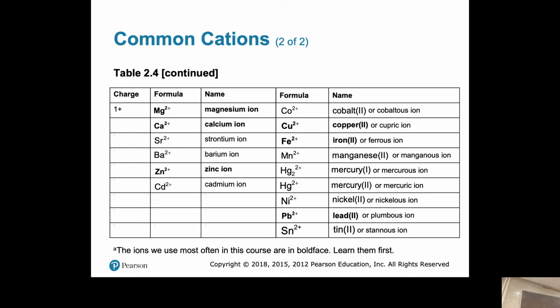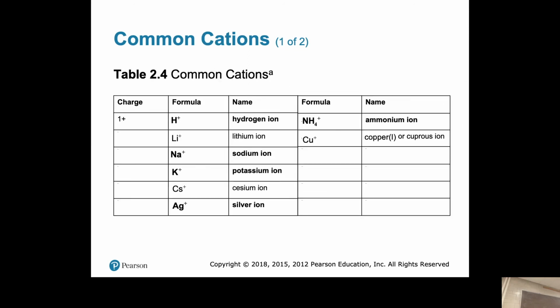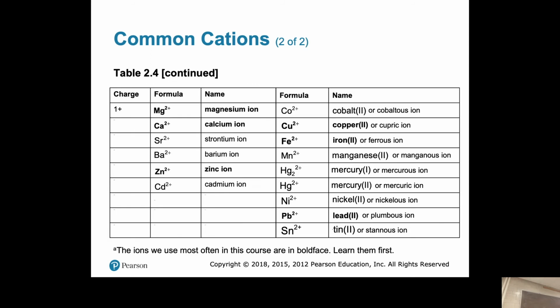We have cobalt here. That's a transition metal. Copper, iron. Notice, remember we had back here, we had copper, right? Oops. We had copper right here as a charge 1, right? But then we also have copper here as what? Charge 2, right? So there's iron there, manganese, mercury, nickel, lead, right?